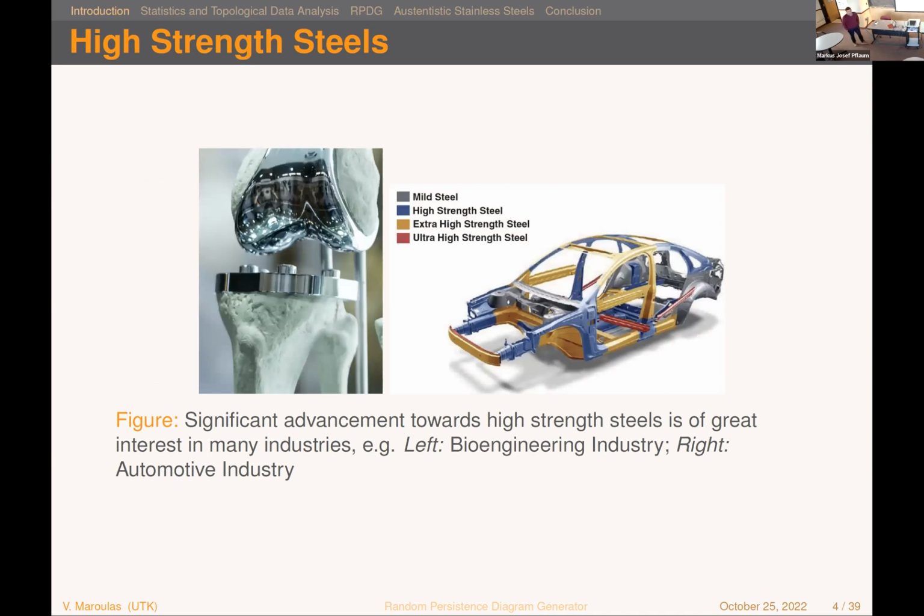Okay, so high strength steels are a very important and fundamental material for the economy. Any advancement you make for it is very important for our industry and for our life in general. On the left hand side, you see a vehicle, and everything that is colored is where high strength steels are being used. You can see that pretty much the entire framework of the vehicle is based on these materials.